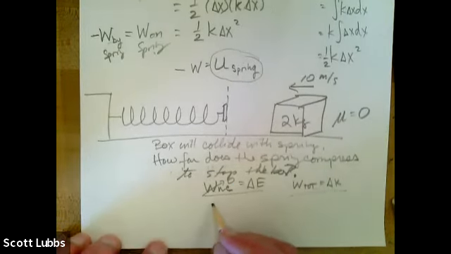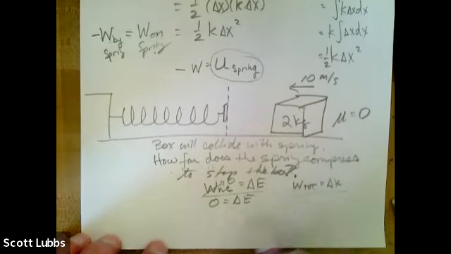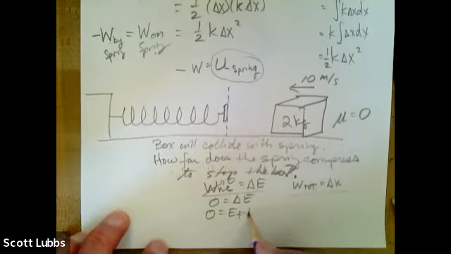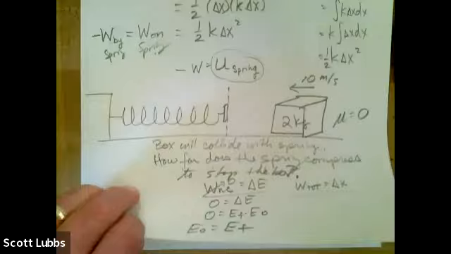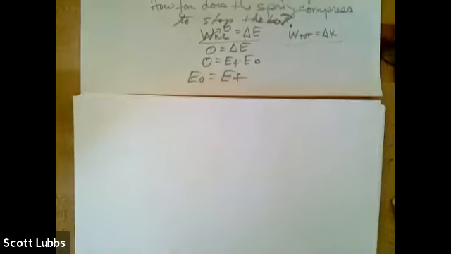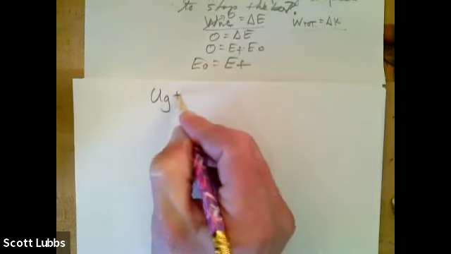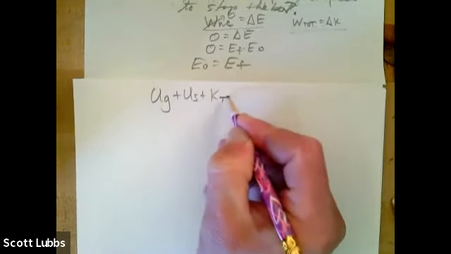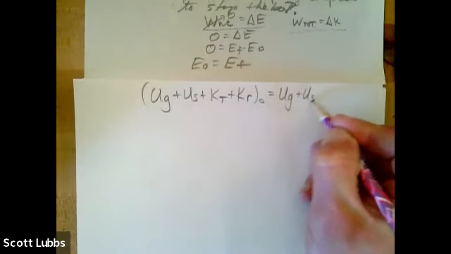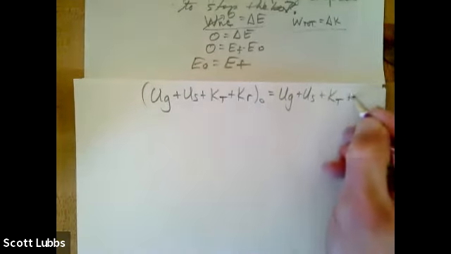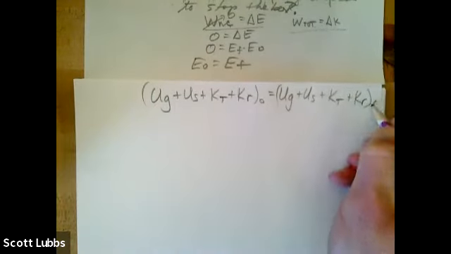So I end up with 0 equals delta E, 0 equals E final minus E initial. So then E initial equals E final. And now your energy equation is getting quite large. What do I have? I have gravitational potential energy, spring potential energy, translational kinetic energy, and rotational kinetic energy initially. And then gravitational potential energy plus spring potential energy plus translational kinetic energy plus rotational kinetic energy finally.